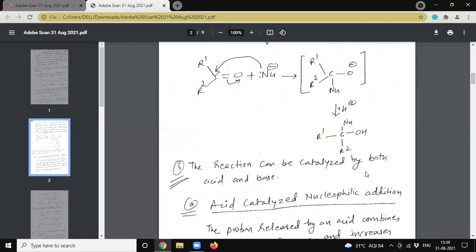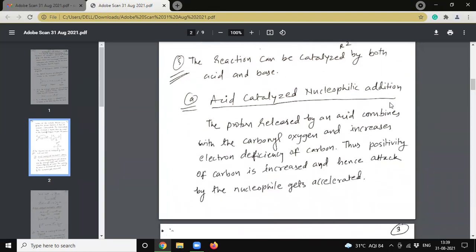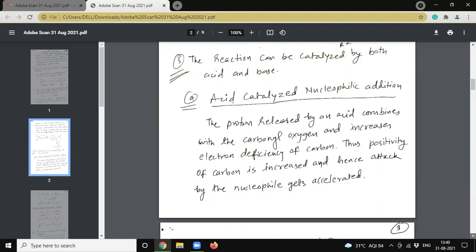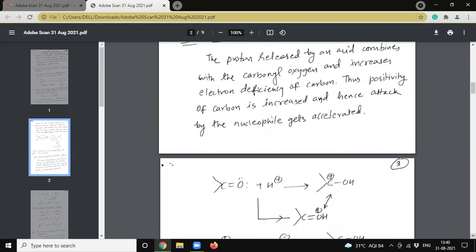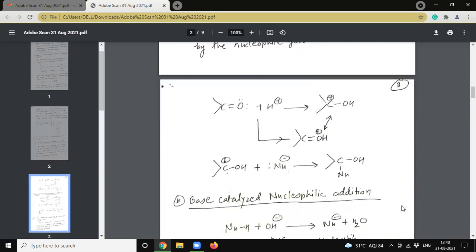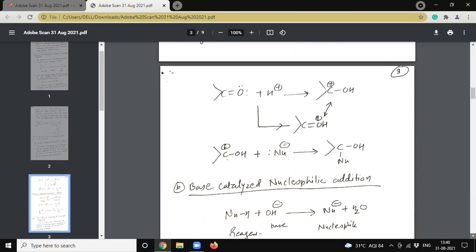The reaction can be catalyzed by both acid or base. Acid catalyzed nucleophilic addition. The proton released by an acid combines with the carbonyl oxygen and increases the electron deficiency of carbon. Thus, the positivity of carbon is increased and hence attack by the nucleophile gets accelerated. See here how this proton is attached to the oxygen and it will give this carbonium ion, and to this carbonium ion the nucleophile is added.